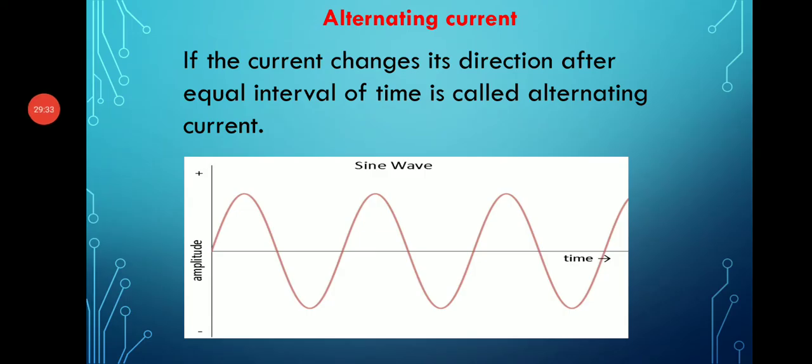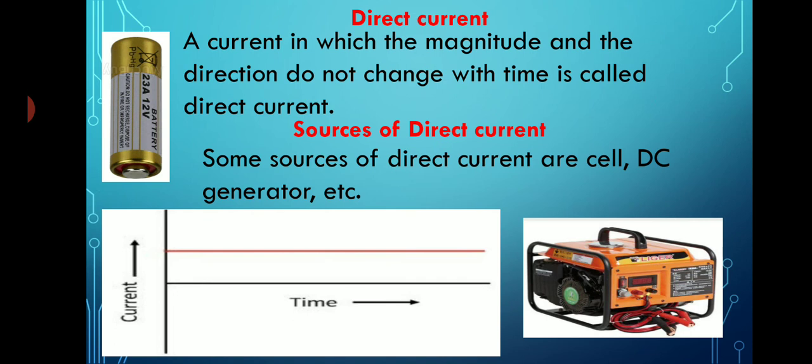This is the graphical representation of alternating current, which changes its direction after equal intervals of time. But in direct current, the direction does not change with time. In the graph you can see a straight line parallel to the time axis. That means here the direction will not change. That is the main difference between AC and DC.